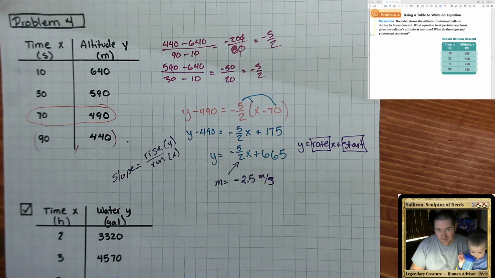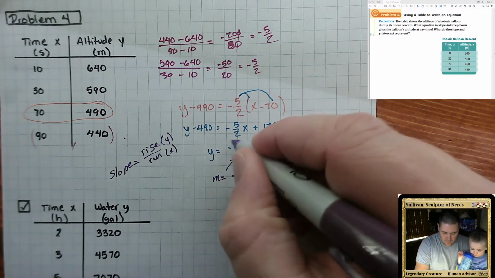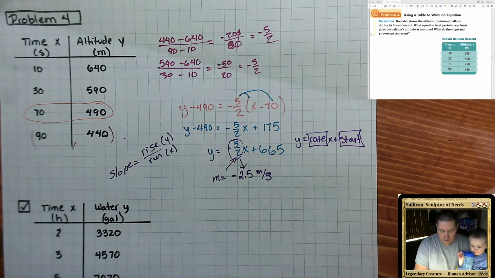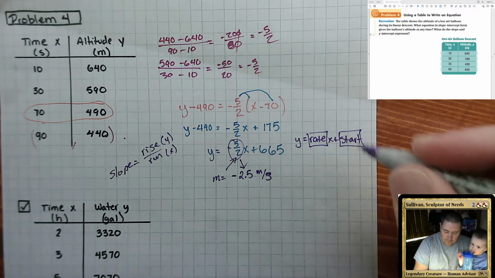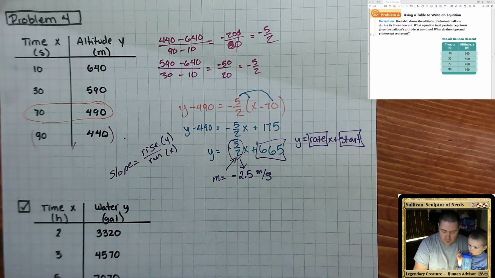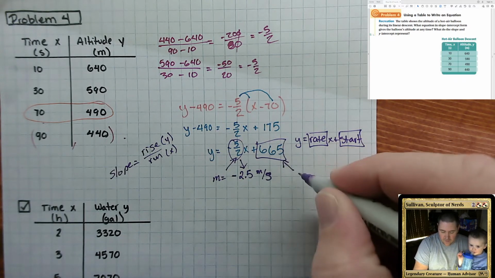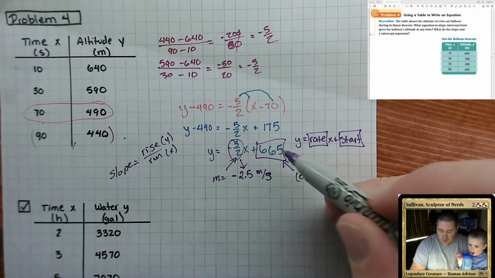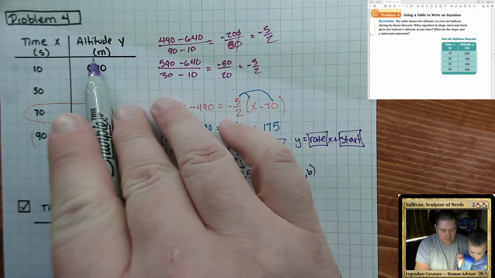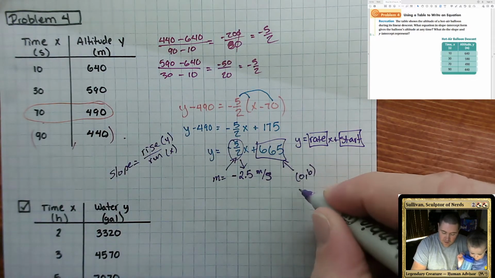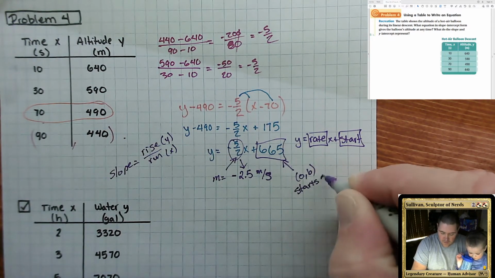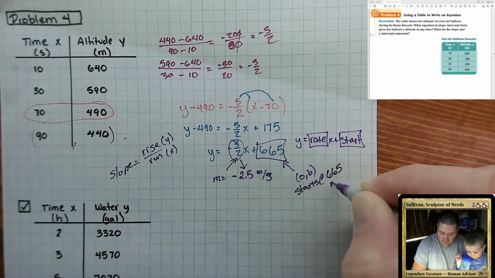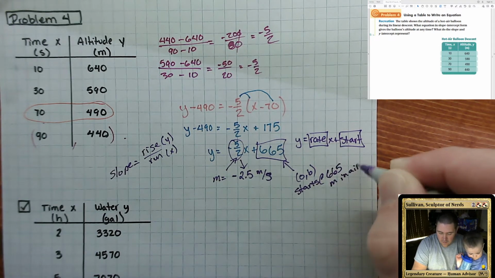Rate x plus start. So we just found our rate was -2.5 meters per second. You're talking about altitude. The balloon is dropping 2.5 meters every second. And the start, well, remember that's always the b, my y-intercept, and y-intercept is meters. So this is telling me it starts at 665 meters in the air.